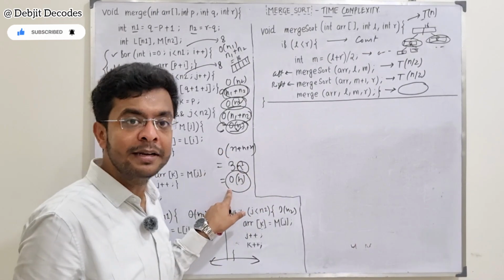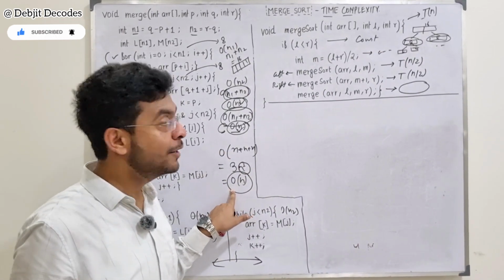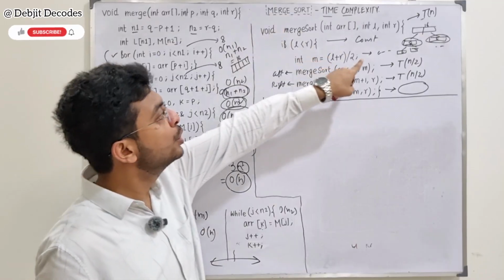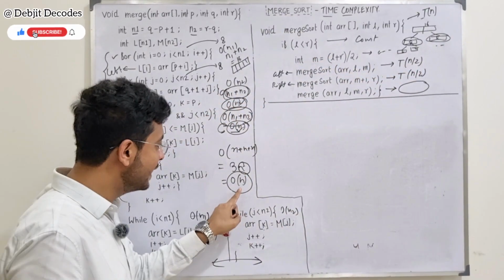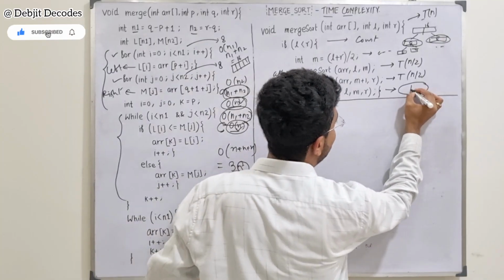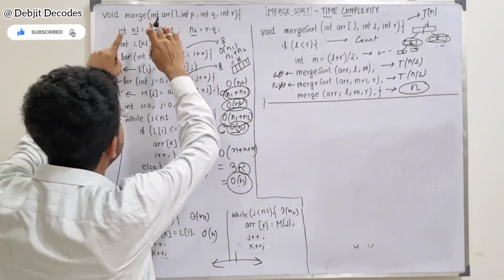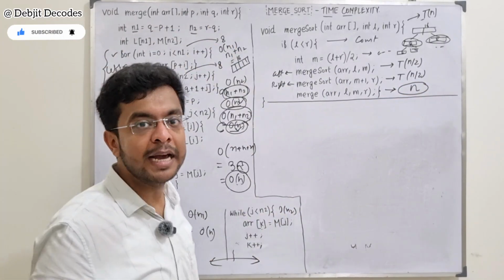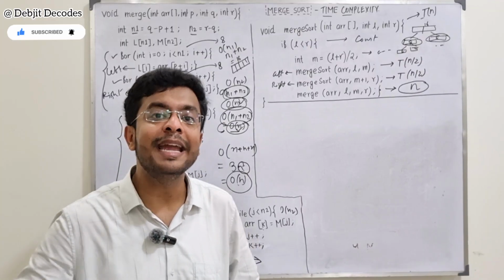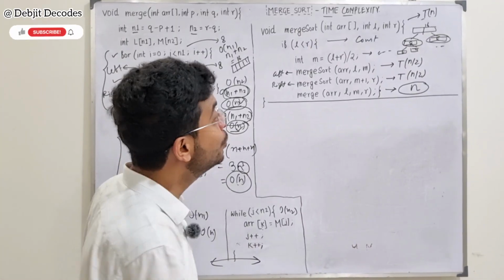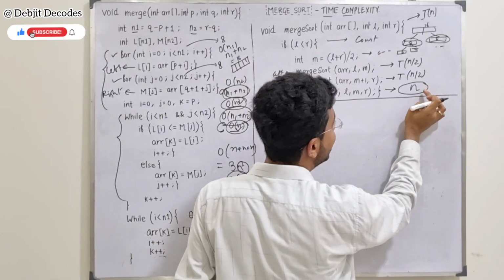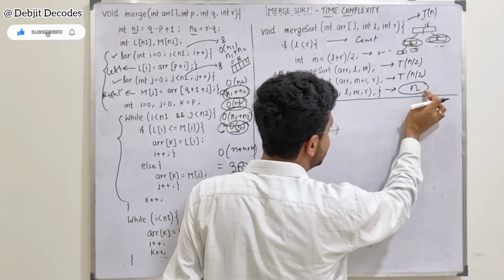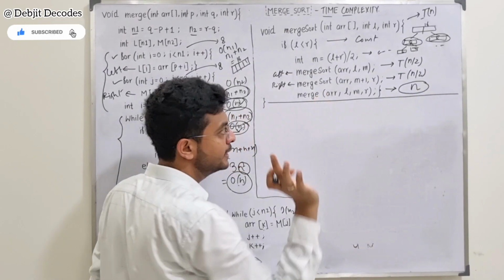So what we are trying to say is that to merge two subarrays of size n by 2 and n by 2, we need n amount of extra work, because this merge function is taking n amount of time. So to merge the subarrays of size n by 2 and n by 2, we need n amount of extra work.